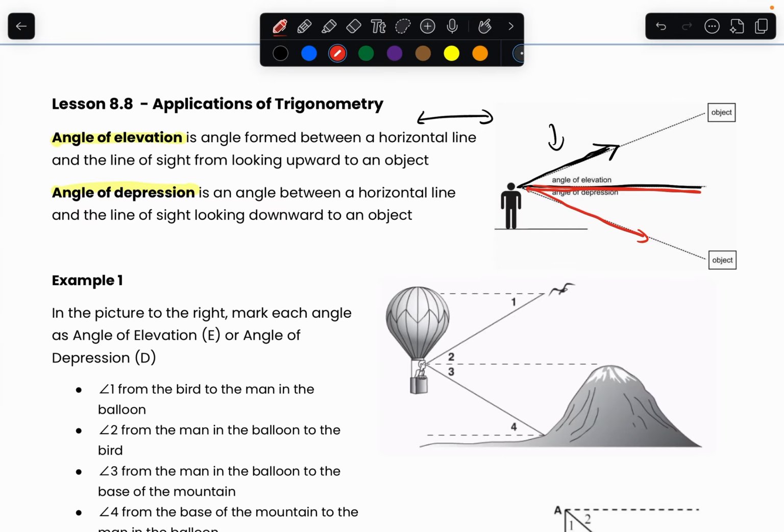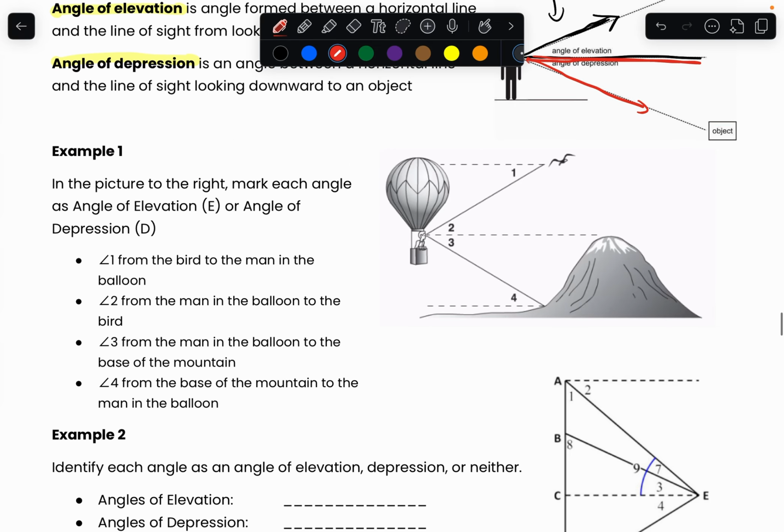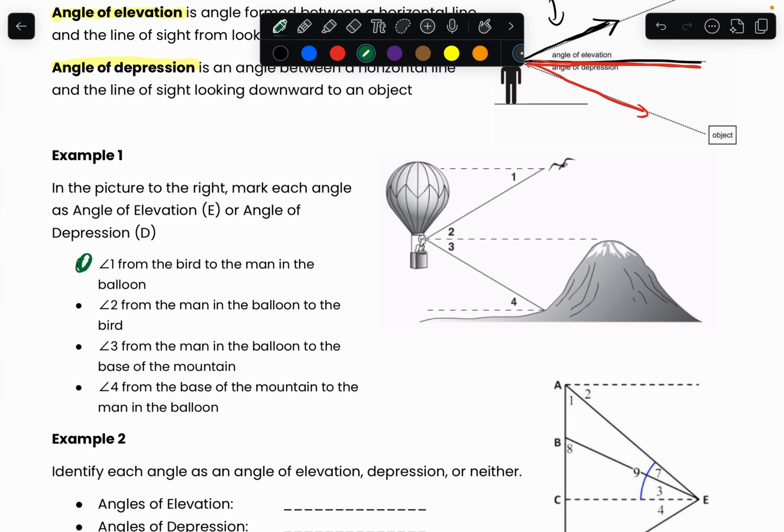Now, let's practice how to determine these angles in example 1. Example 1 says, in the picture to the right, mark each angle as the angle of elevation, E, or as the angle of depression, D. Looking at angle 1, we're looking from the bird to the man in the balloon. So we're looking from the bird to the balloon, and we have a horizontal line right here.